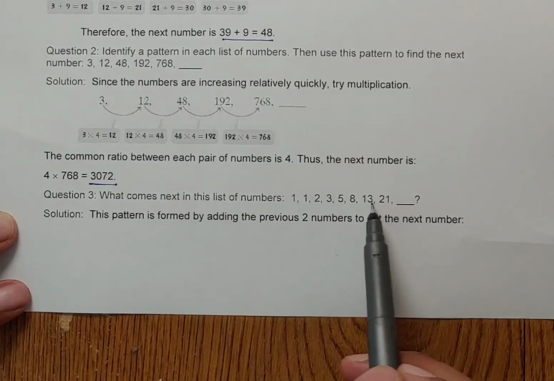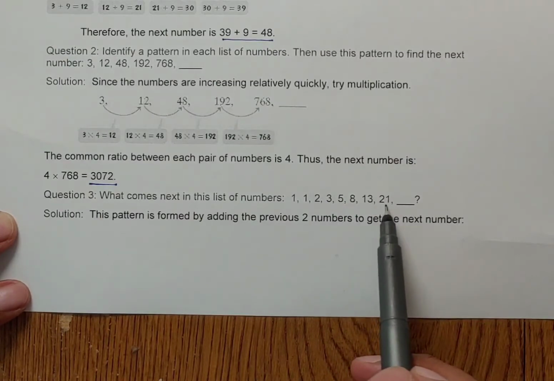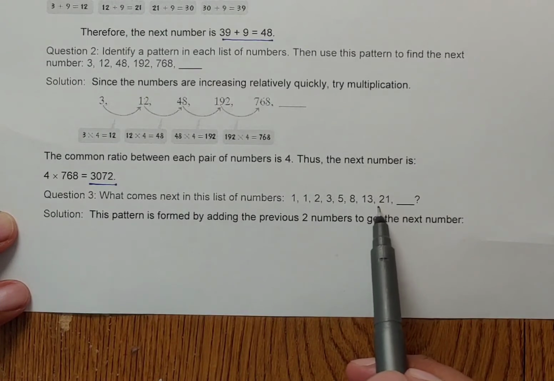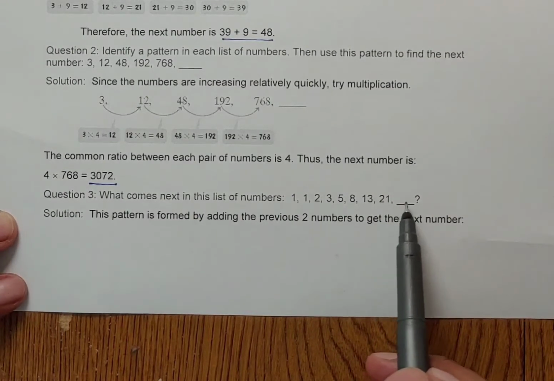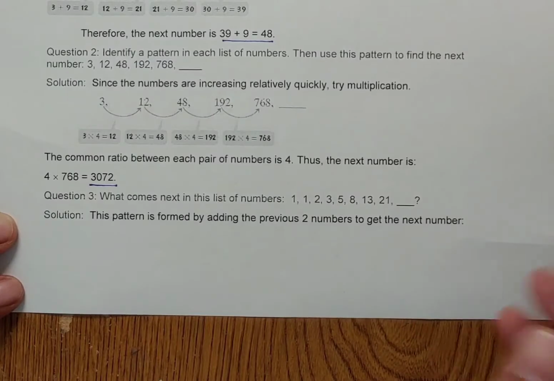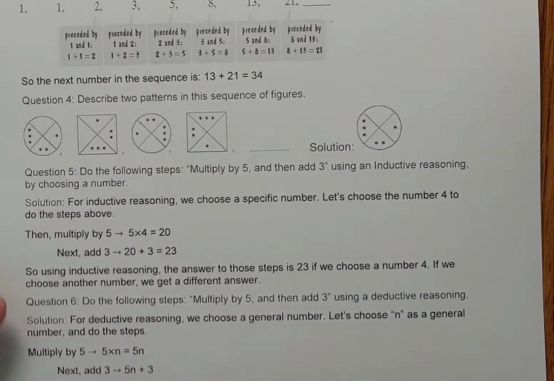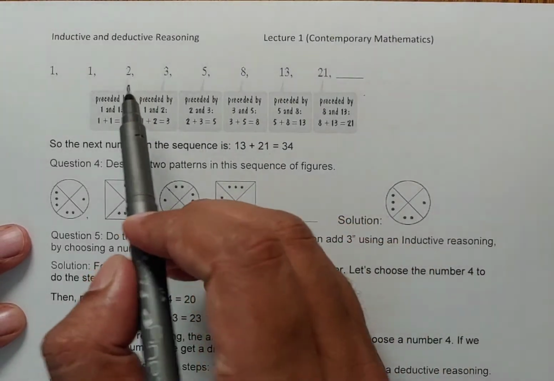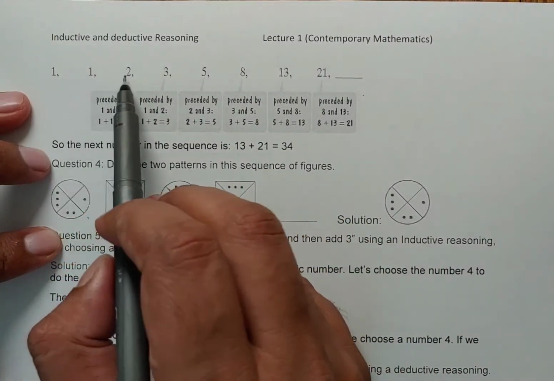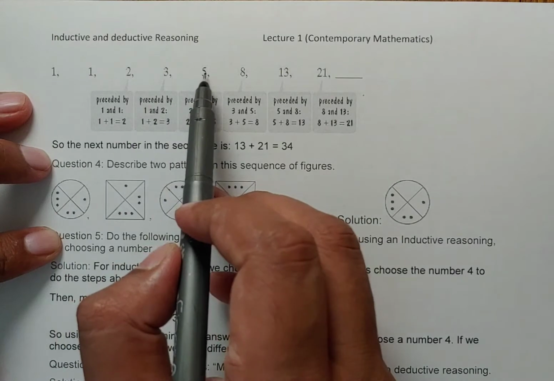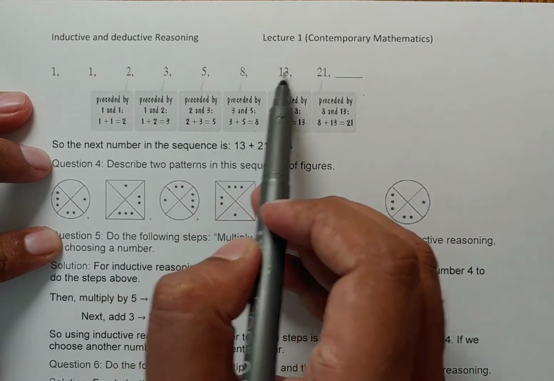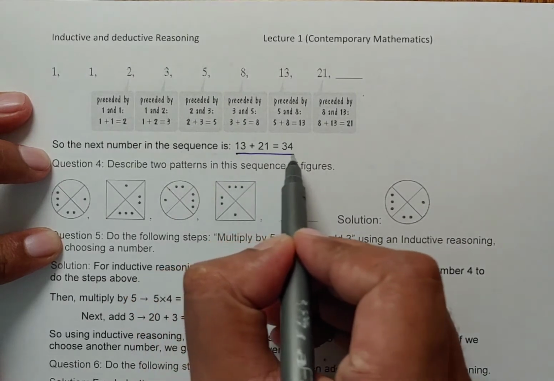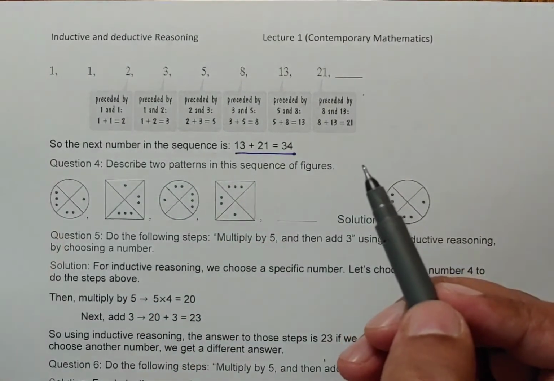So the next number in here will be 13 plus 21, which is 34. So that is the next number, right? So here 1 and 1, 2, 2 and 1, 3, 3 and 2, 5, 5 and 8, 13, 8 and 13, 21, and 21 plus 13 is 34, which is the next number.